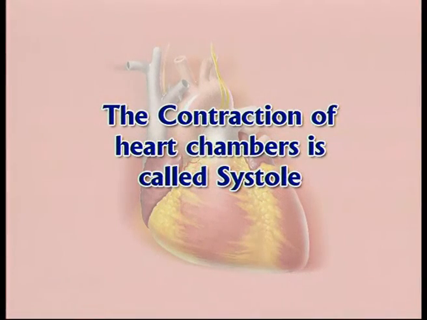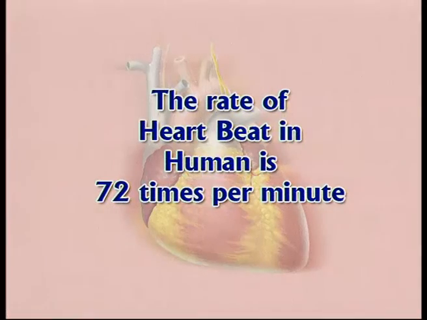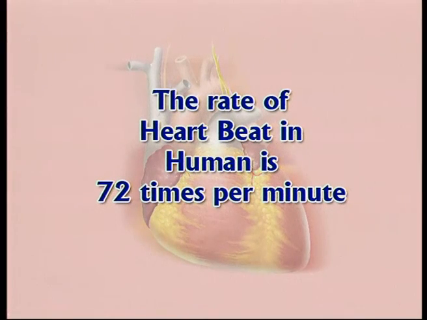Before discussing the heart sounds, I am telling you one more important thing. The contraction of the heart chambers is called systole, and the relaxation of the heart chambers when the blood fills in the heart is called diastole. One systole and one diastole together are called one heartbeat or one cardiac cycle. The rate of heartbeat in humans is 72 times per minute.